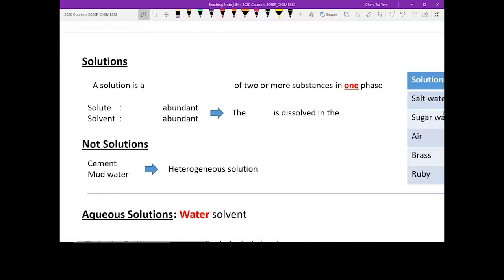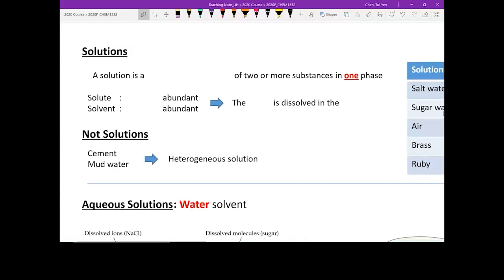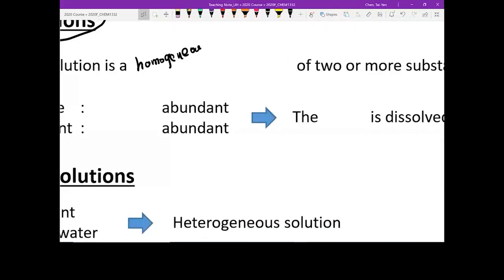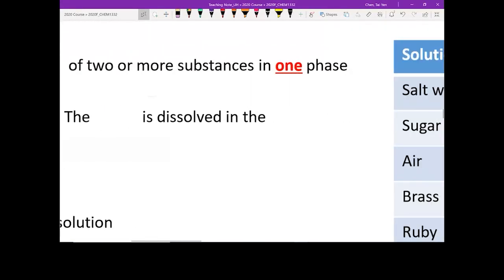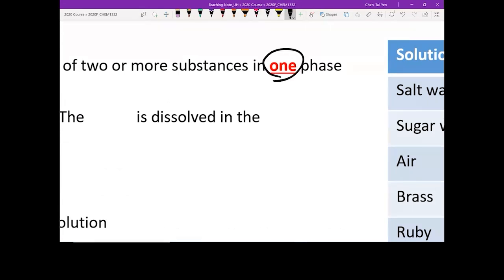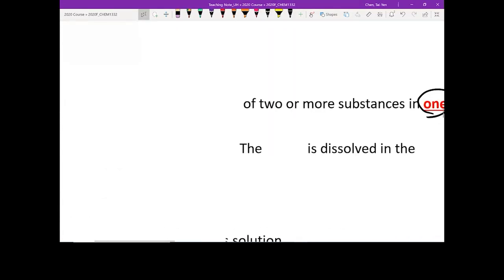Chapter 10 is all about solutions. Before we can know more about the solutions, we need to actually define what the solution is. A solution is defined as a homogeneous mixture of two or more substances in one single phase.